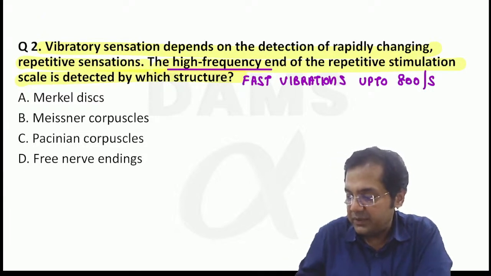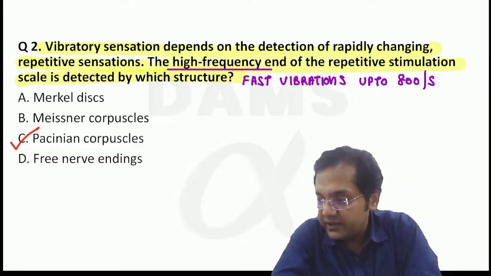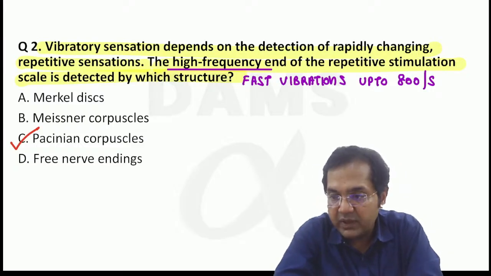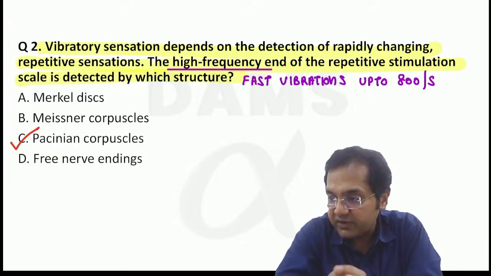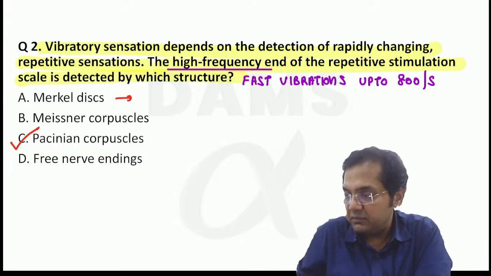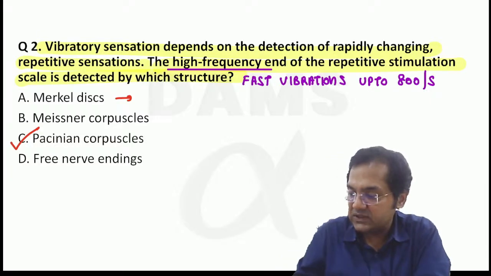For fast vibration, the answer is none other than Pacinian corpuscle. Remember, deep pressure, poking, fast vibration. Merkel, one of the most expected questions.